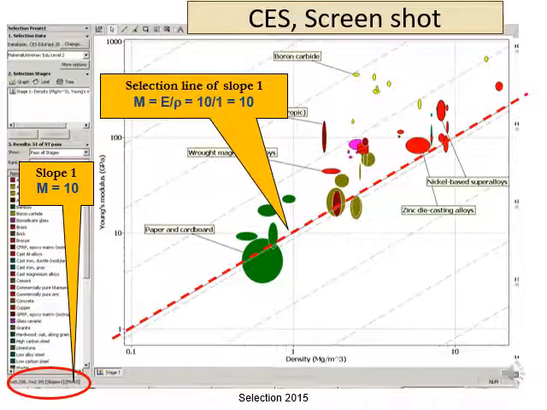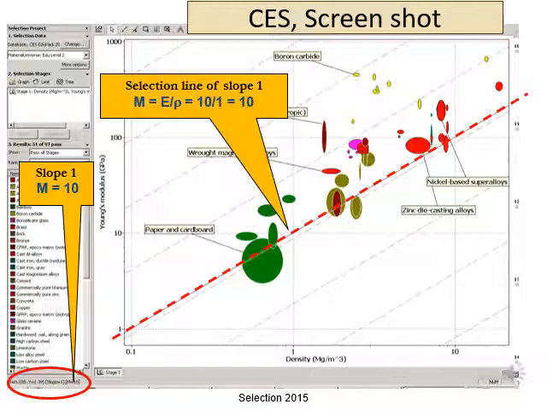This is the screenshot of the interface in the CES software. On the selection data, you can select the material universe EDU level 2. EDU level 1 is the introductory level of materials, where you have limited data with less than 70 materials and less than 80 processes. In EDU level 2, you have less than 100 materials and less than 110 processes.